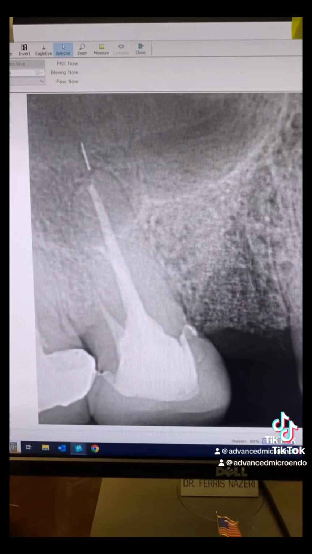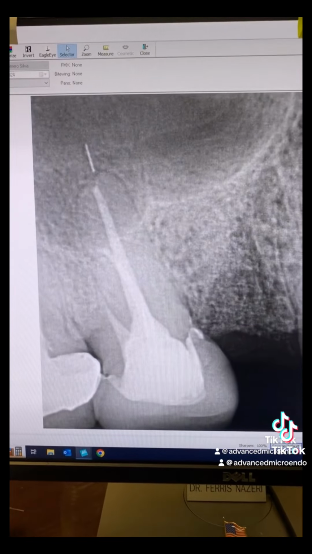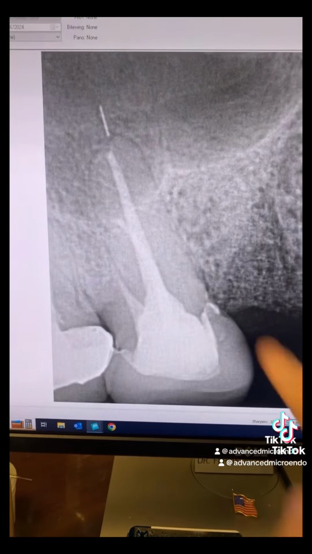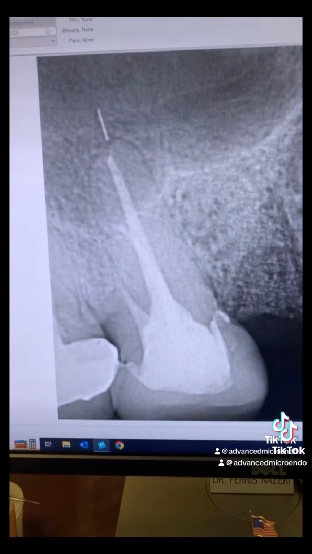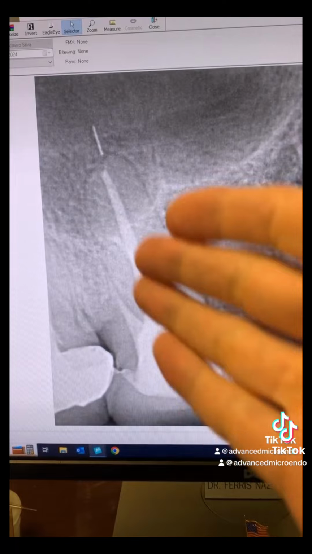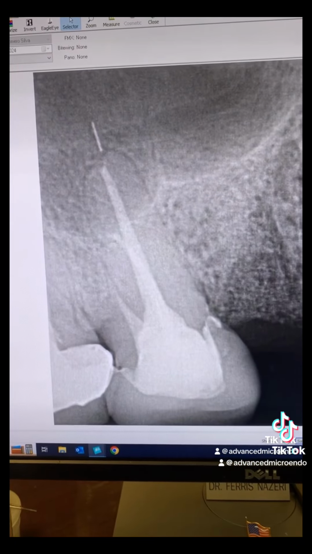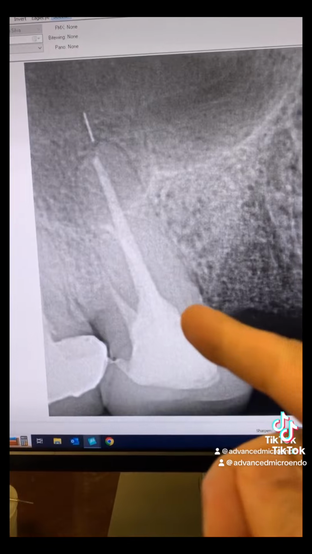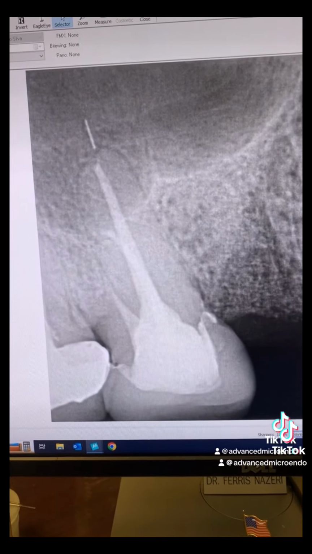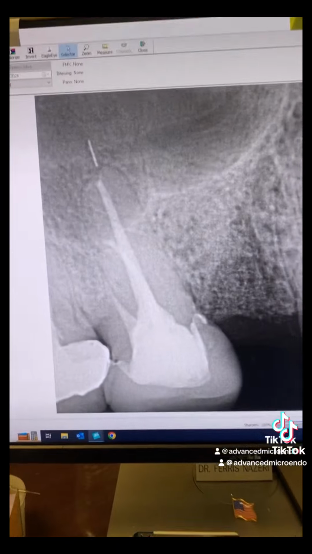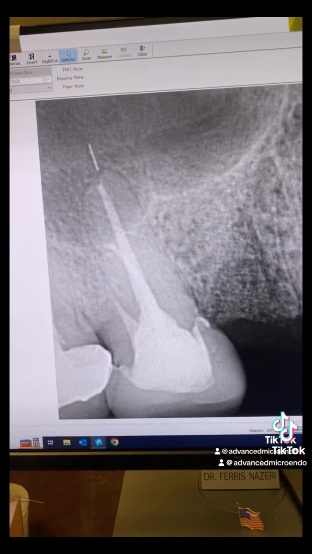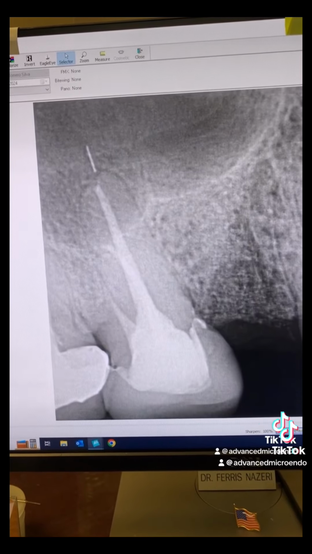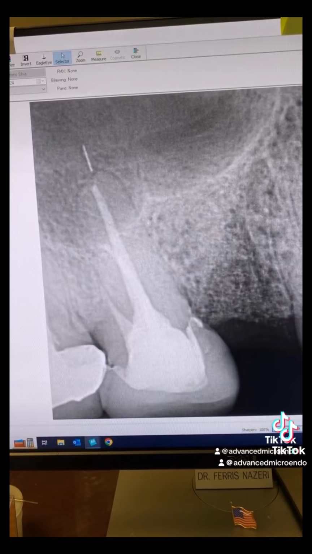All right, so no symptoms, no issues whatsoever with this tooth. And again, as you can see, that's the broken file, right out of the palatal root. No problems whatsoever. And perhaps maybe there's a missed MB2 also. Lucky dentist, lucky patient. Or lucky dentist and even luckier patient.